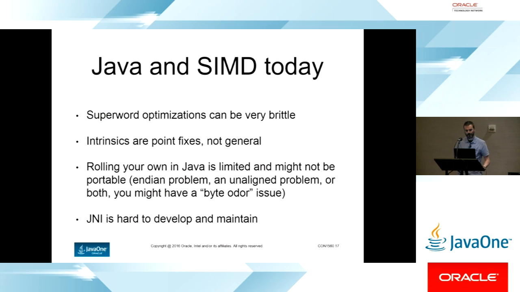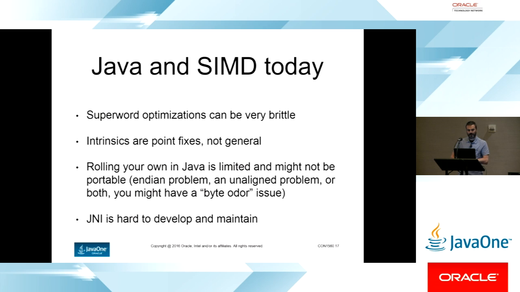So some of the problems here: superword optimizations can be quite brittle. If you write your for loops just right, it's really good. But if you slightly go outside the way that indexing occurs and stuff like that, your performance can drop off a cliff. So you have to know what you're doing. Intrinsics or point fixes are not general, and it's often quite expensive to add a specific intrinsic, at least in HotSpot.